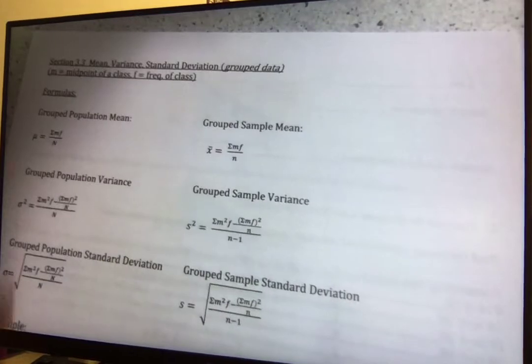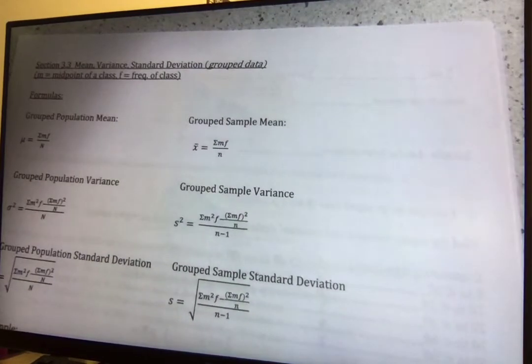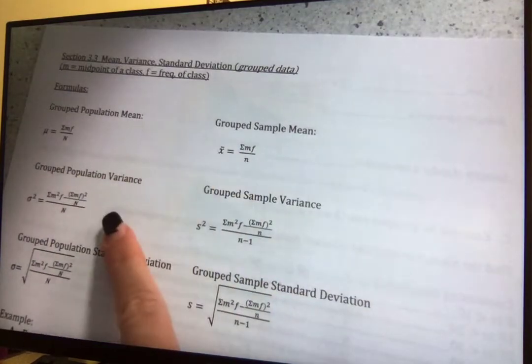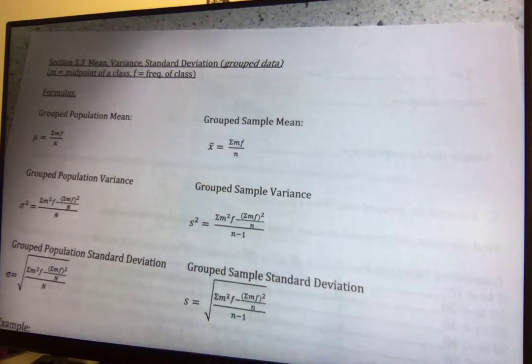3.3, mean, variance, and standard deviation, this time of grouped data. M is the midpoint of the class. F is the frequency of the class. We have some formulas for grouped population mean, grouped sample mean, grouped population variance, grouped sample variance, grouped population standard deviation, grouped sample standard deviation. So let's get into using this stuff.